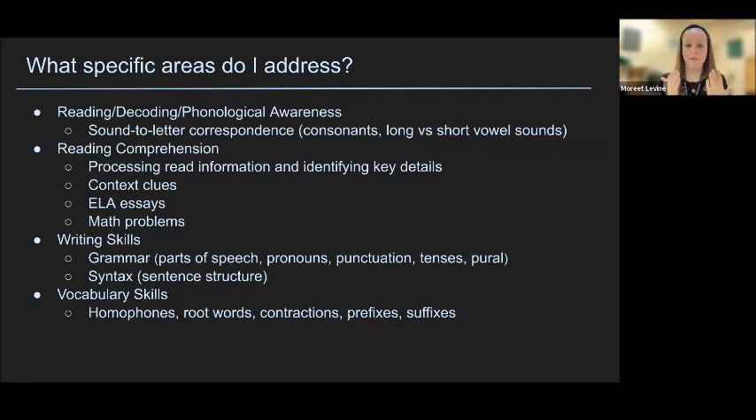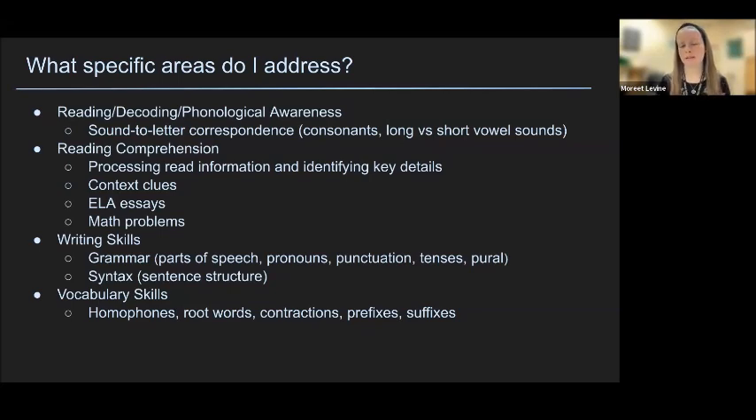which is reading information, understanding it, and being able to identify key details, like the main idea. I teach my students the strategy of using context clues, which is if there's a sentence you don't understand when you're reading a paragraph or a story, you use information surrounding that piece to help you understand that sentence.